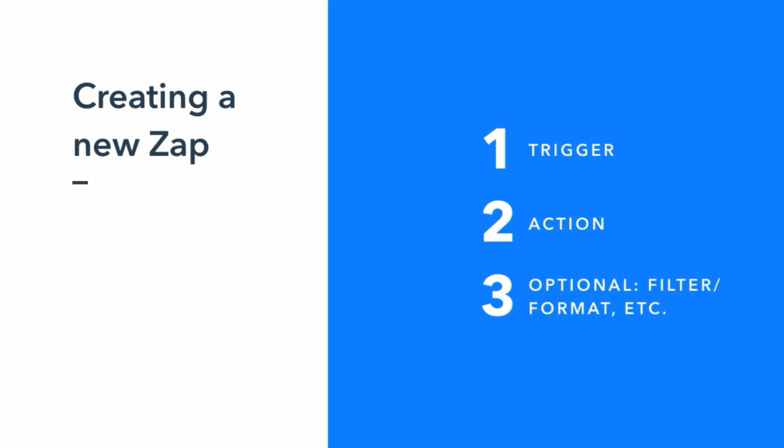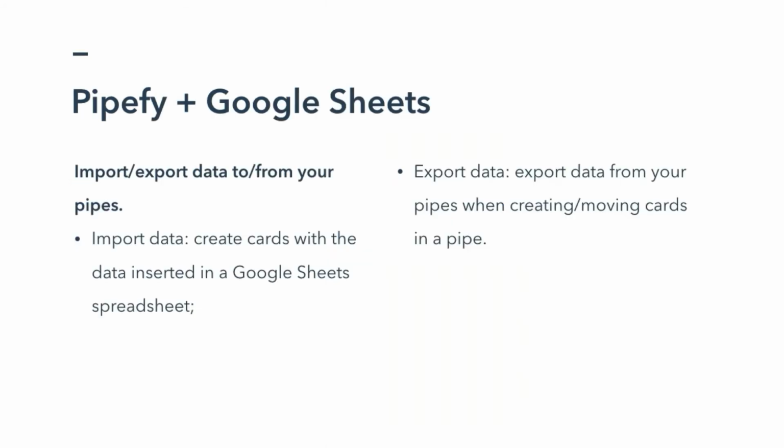Creating a new Zap in Zapier is really easy. We'll have at least 2 steps: trigger and action. We can also have optional steps like filter or format, or even create a multi-step Zap that runs more than one action with a single trigger. We'll dig a little deeper into the process of creating new Zaps in a few minutes. As I mentioned in the beginning of the webinar, we'll create 2 integrations between Pipefy and Google Sheets. Our first integration will create new cards in a pipe when we add data to a spreadsheet. Our second one will export data into a spreadsheet when the cards are done in Pipefy.